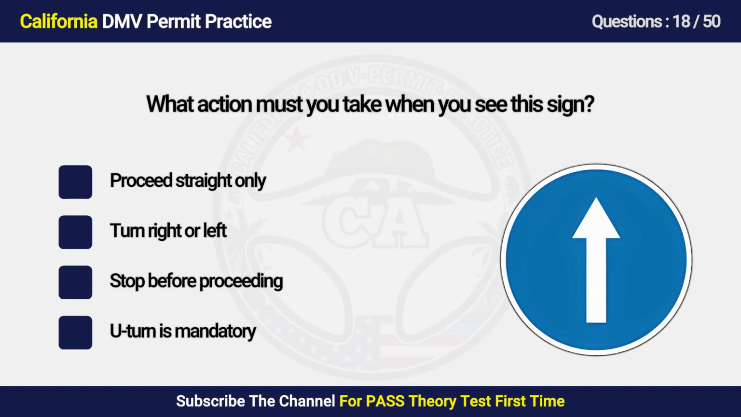A, proceed straight only. B, turn right or left. C, stop before proceeding. D, U-turn is mandatory.